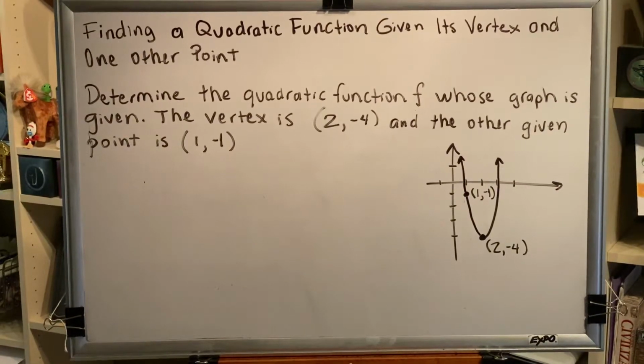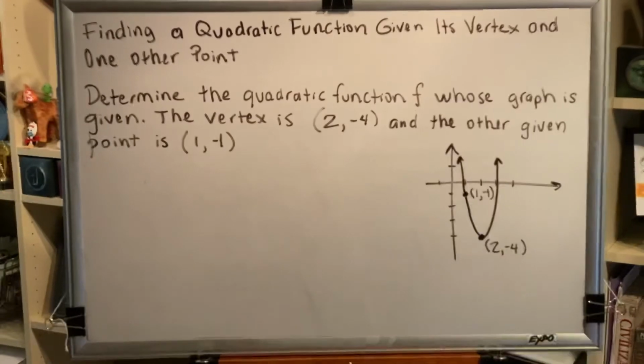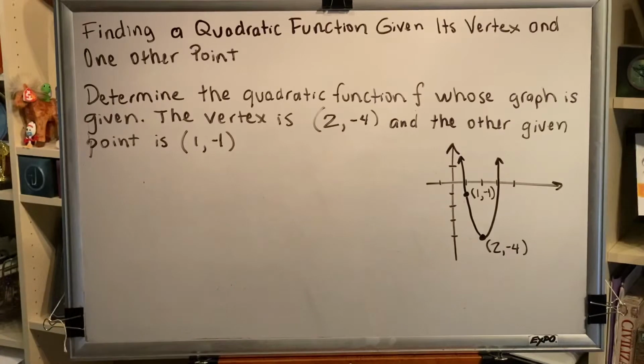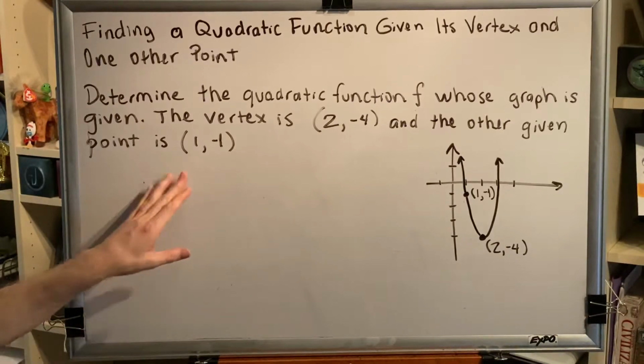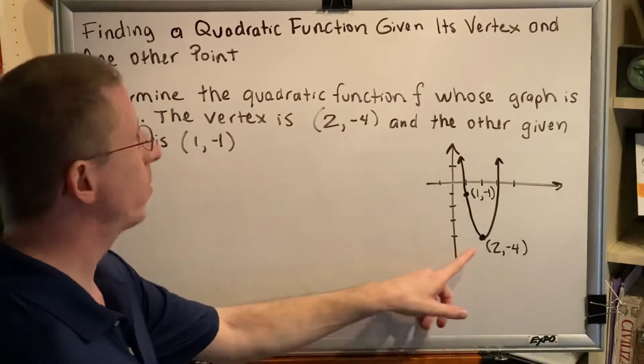The topic of this video is finding a quadratic function given its vertex and one other point. Let's look at a problem. Determine the quadratic function f whose graph is given. The vertex is (2, -4), and the other given point is (1, -1). We can see that both of those are labeled here.